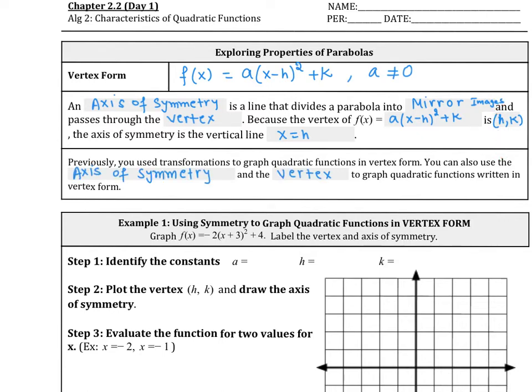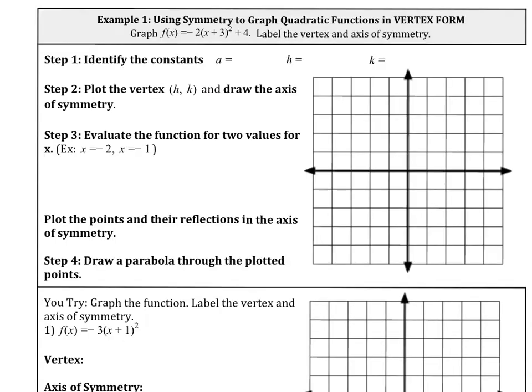and is a straight vertical line. Previously, you used transformations to graph quadratic functions in vertex form. You can also use the axis of symmetry and the vertex to graph quadratic functions written in vertex form. Let's do example number 1, using symmetry to graph a quadratic function in vertex form.